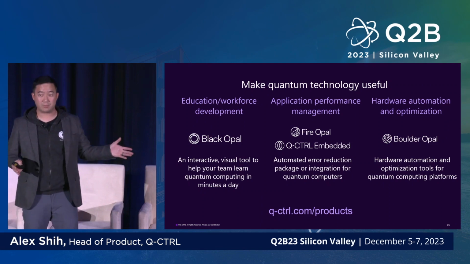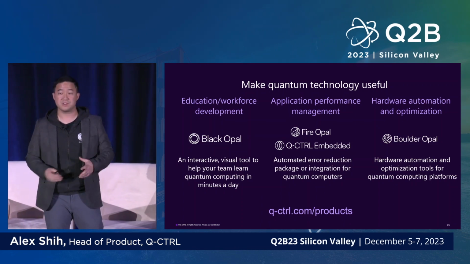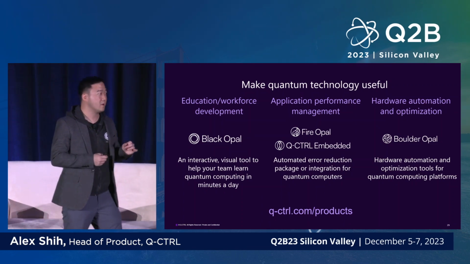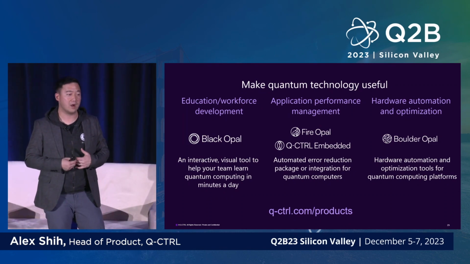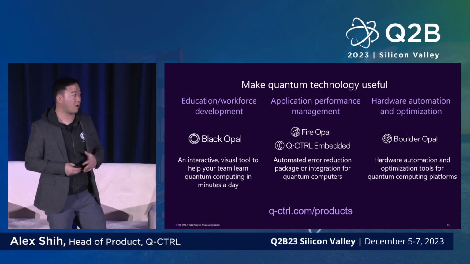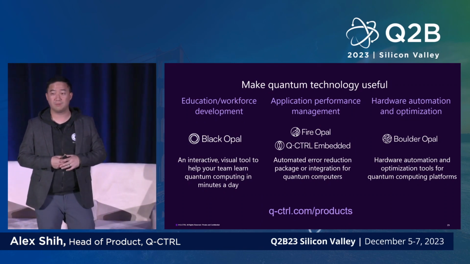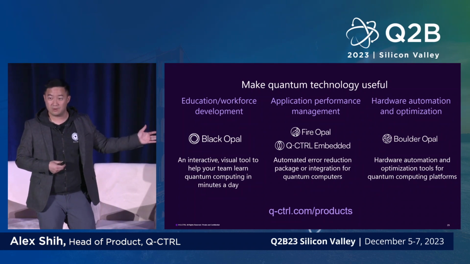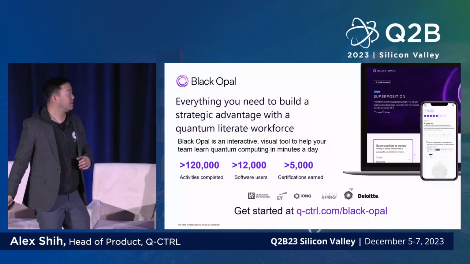We also have a product called Boulder Opal, which is more around hardware characterization, automation of experiments and optimization. So this is primarily for the experimentalists and the academics working on early stage and experimental hardware, trying to understand the characteristics. I provide this URL because you could simply access, download, or sign up for an account for any of these products.